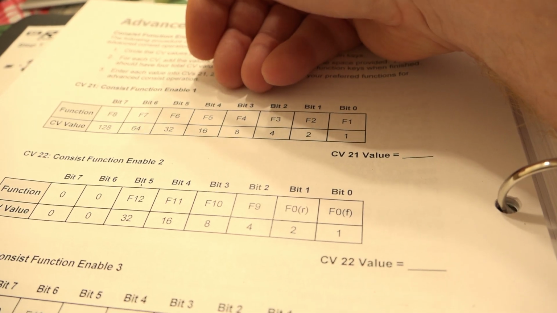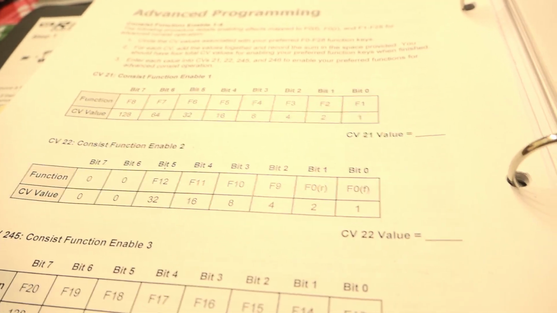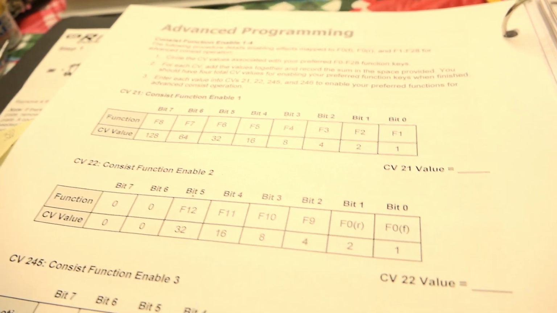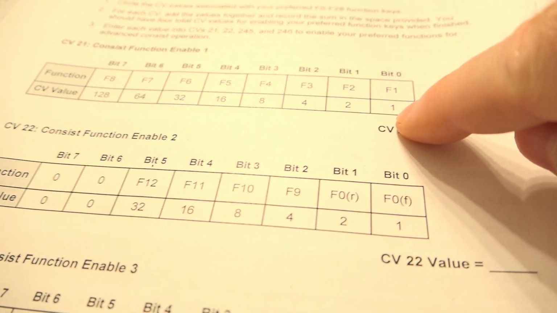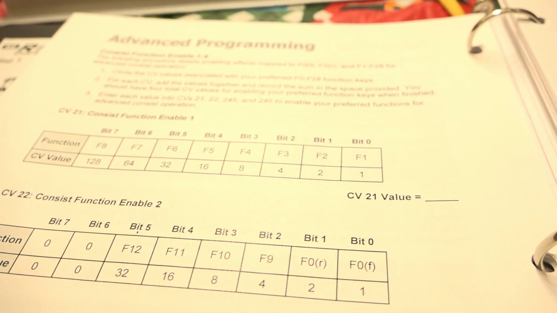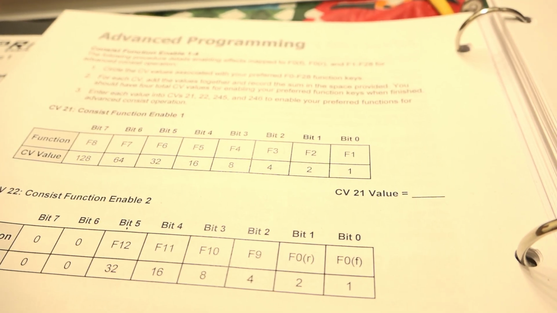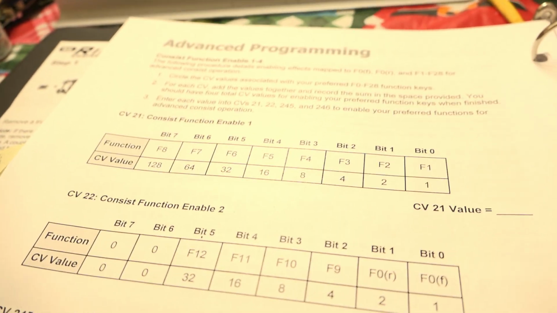You're probably thinking, why would I not want all those? And on the lead engine, I want every function. Almost every. We'll get to that. So what you do is you just come down here and start adding these numbers. 1 plus 2 plus 4 plus 8 plus 16 plus 32 plus 64 plus 128 equals 255. So in CV21, you put 255.